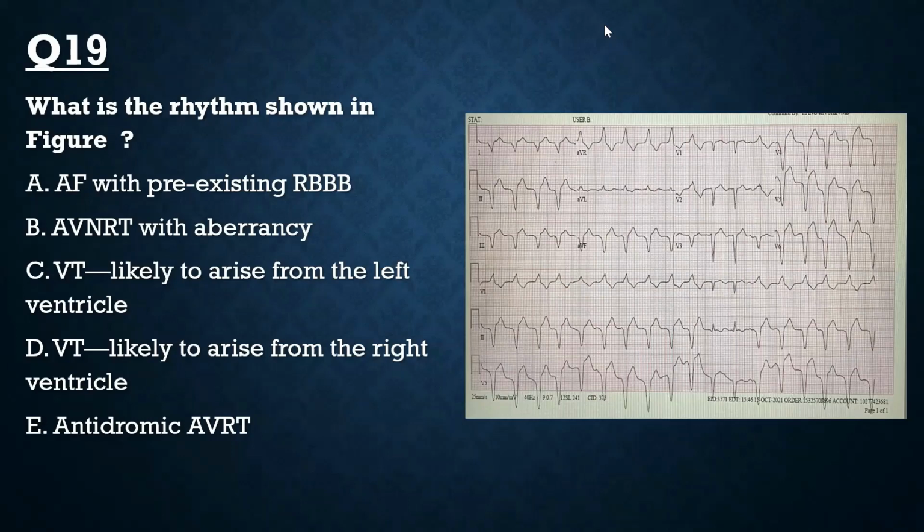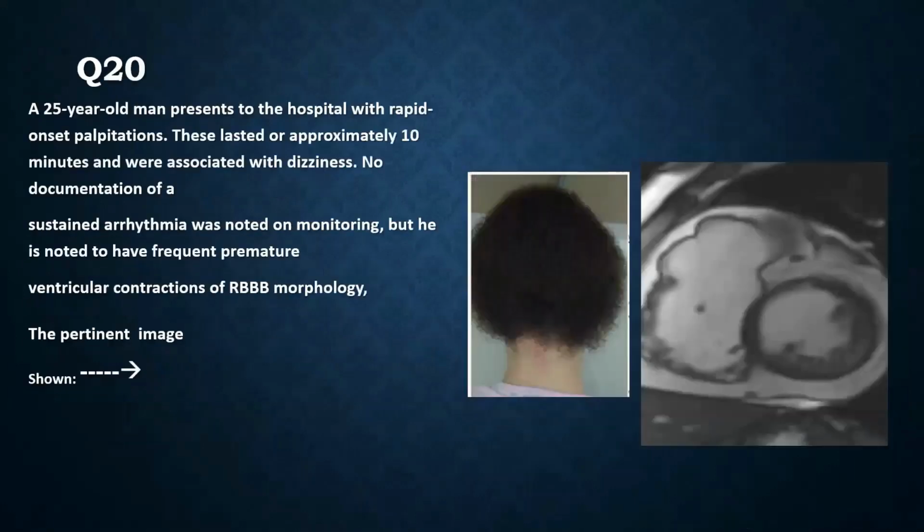Okay, so this VT, where is it from? This is extra, beyond what was mentioned. If you look at V1 and V1 is positive, with an initial R positive, as you see here, this means this is coming from the left. So this is VT coming from the left ventricle. Anyone can answer this question? Read it and answer the question.